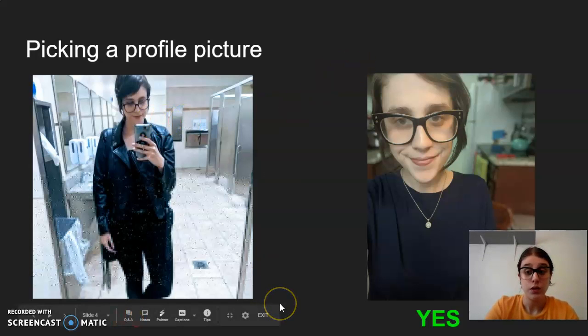On this side, and I just want to, before I continue, mention that both of these pictures were taken on the exact same cell phone.